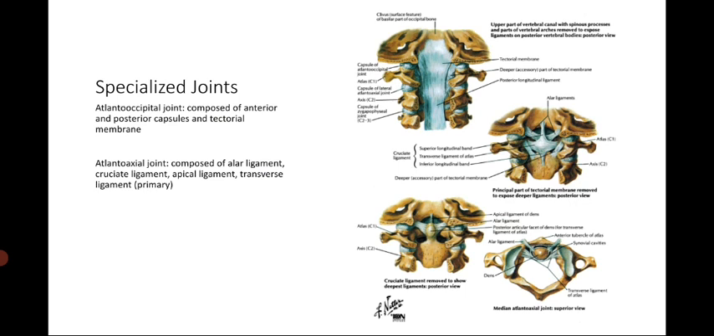So again, the atlanto-occipital joint gives us 50% of the flexion extension of the neck, while the atlanto-axial joint gives us 50% of the rotation of the neck.